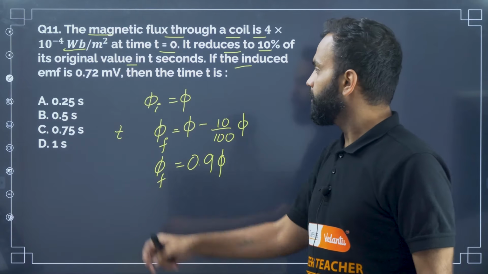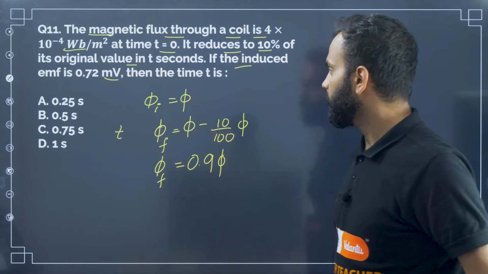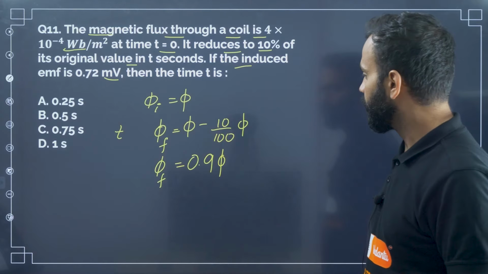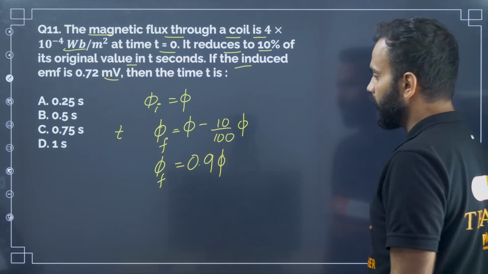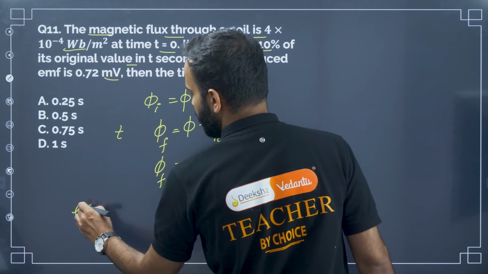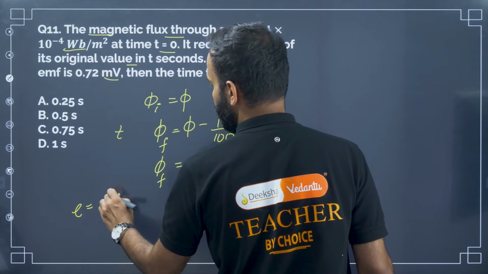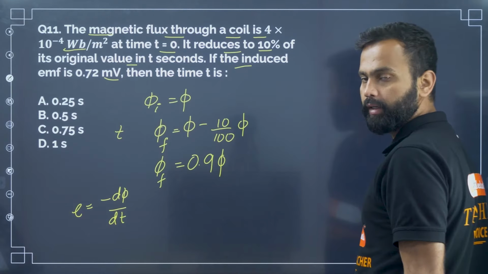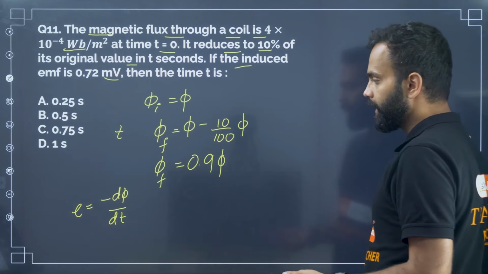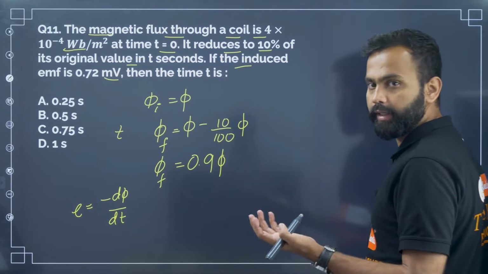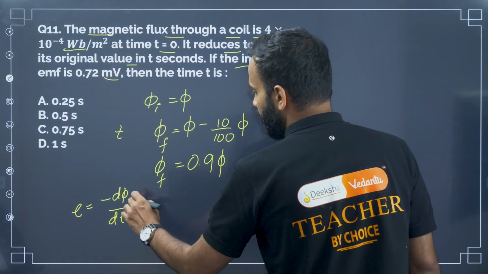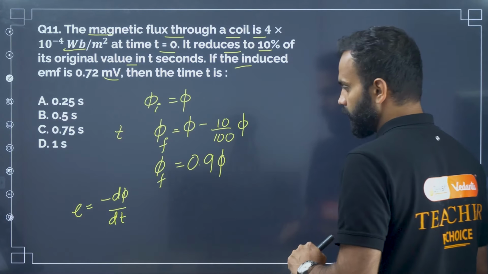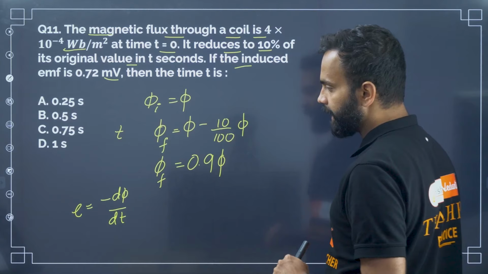If the induced EMF is 0.02 millivolt, then we need to find the time t. The induced EMF E is equal to minus d phi by dt, the rate of change of magnetic flux. The negative sign represents the polarity or the direction of the EMF. Now here we need to find t.